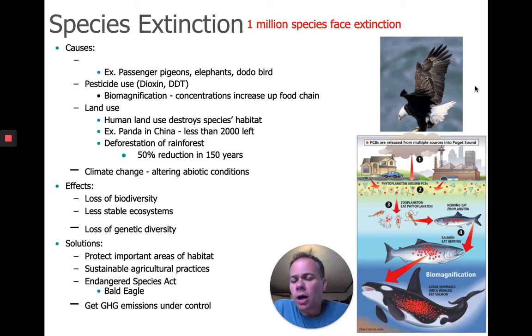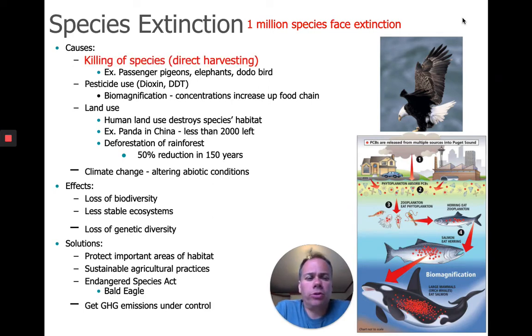And some of those causes are things like overhunting, sometimes called direct harvesting. For example, passenger pigeons was a type of bird that was extremely abundant in North America, and they were hunted so much for sport that they eventually became extinct. Okay, elephants are in danger of becoming extinct because they're hunted for ivory from their tusks, which is now illegal to trade. You may have heard of the dodo bird, which is now extinct because of human hunting. So actually going out and hunting and killing animals can lead to extinction.